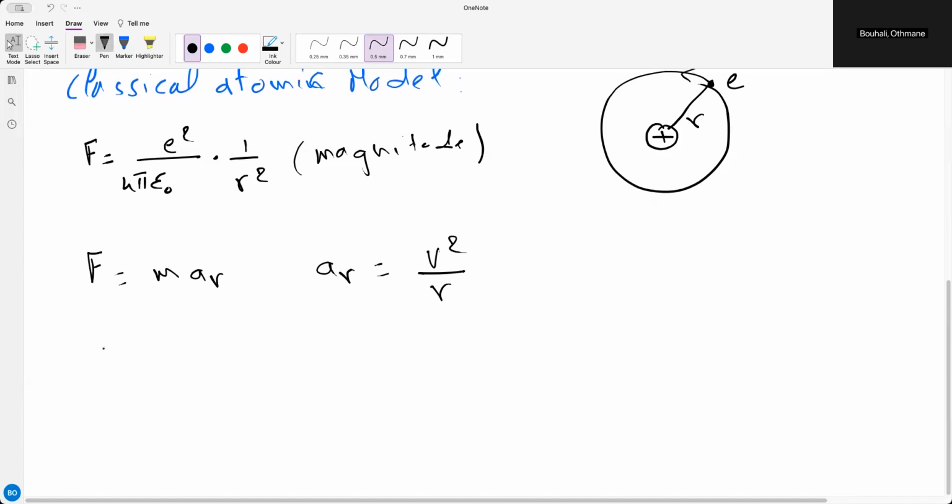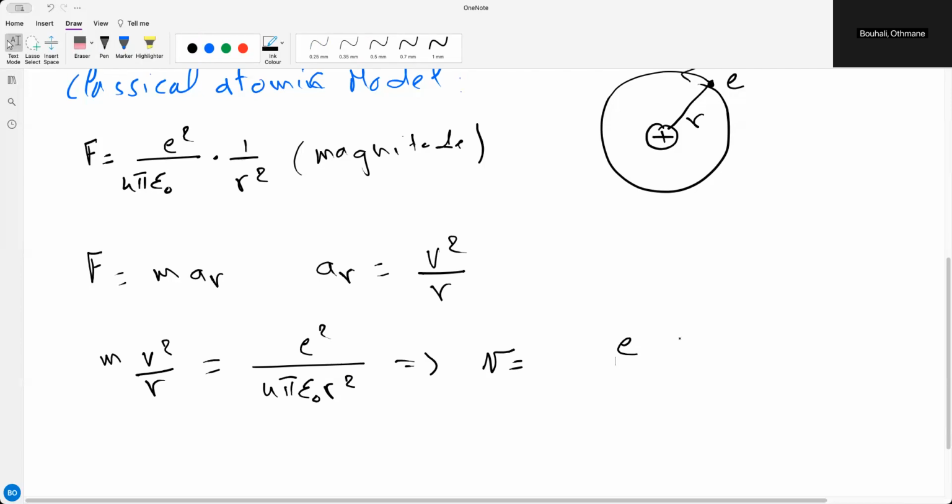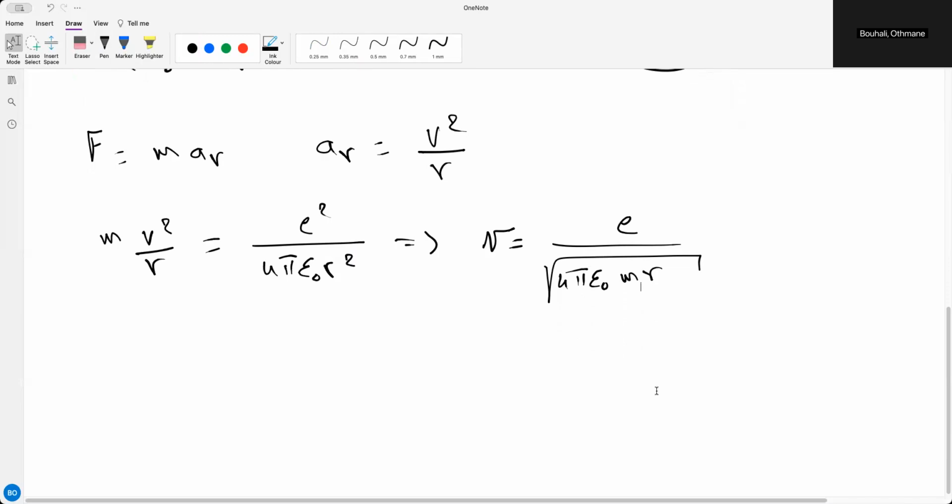So this gives us that the mass times the radial acceleration, v squared over r, is equal to the force, which is e squared over 4 pi epsilon 0 r squared. Well, we can easily see that the velocity is equal to the absolute value of the charge of the electron divided by 4 pi epsilon 0, the mass of the electron, and the radius, or the distance between the electron and proton. Right?